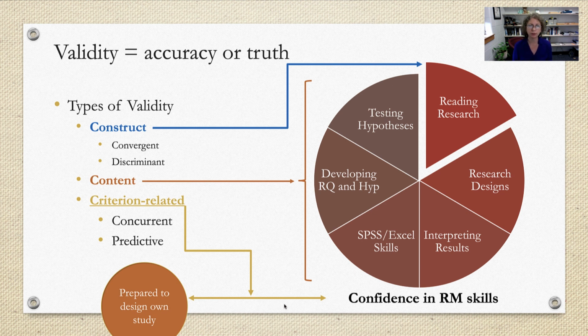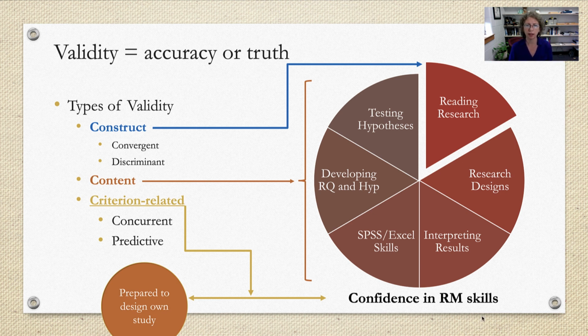Now, there's a couple different ways that we can assess criterion-related validity, and they're called concurrent or predictive. Concurrent is when we measure these at the same time. If I measured students' confidence in research method skills and measured how prepared they feel for designing their own study, and then I saw if it's related or not, then that would be a concurrent criterion-related validity test.